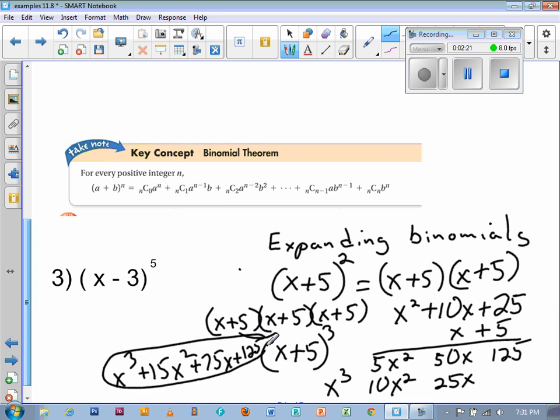So that's a lot of work just to multiply three binomials. And imagine what it'd be like if I put a 4 here, or maybe even a 5. Again, we are looking at expanding binomials, but we don't want to have to go through all this work. So what we're going to do is erase this and show you an alternative way of doing this expansion.